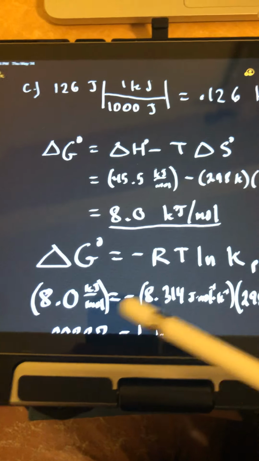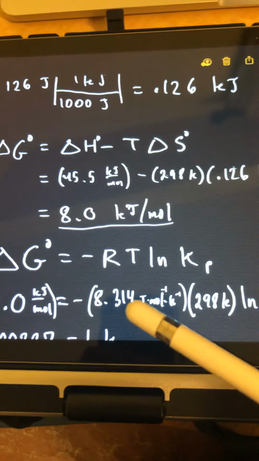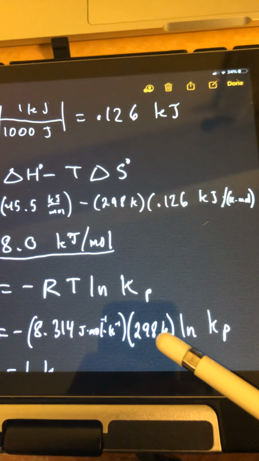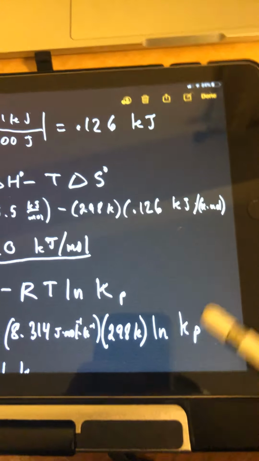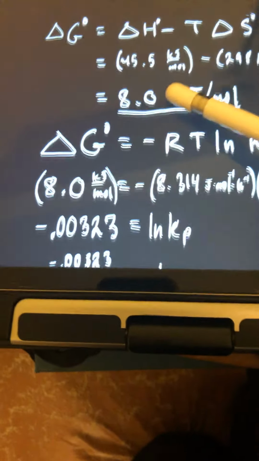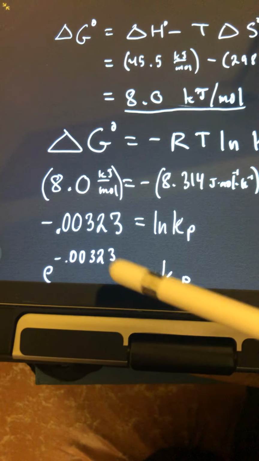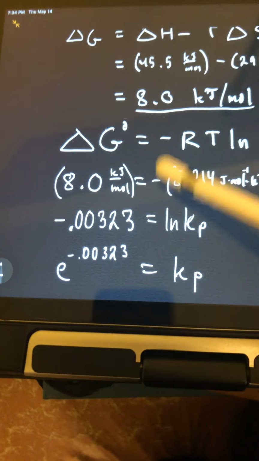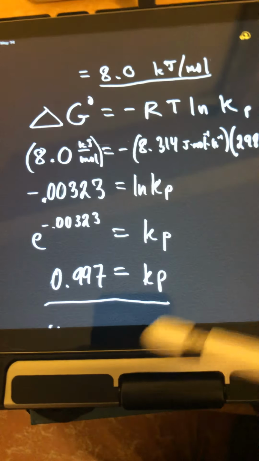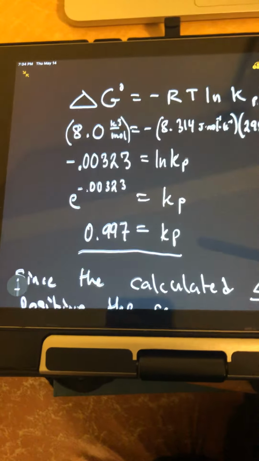So I calculated delta G, got our gas constant, and I got temperature 298. And then now I can finally isolate this variable and solve for it. So that's pretty much what I did. Raise e to that thing, and then Kp. And indeed, I did get Kp is less than 1.